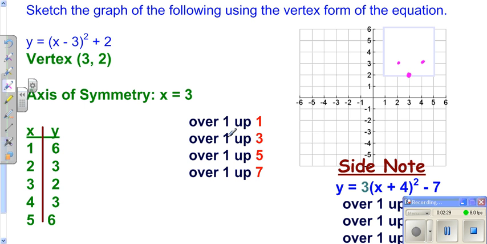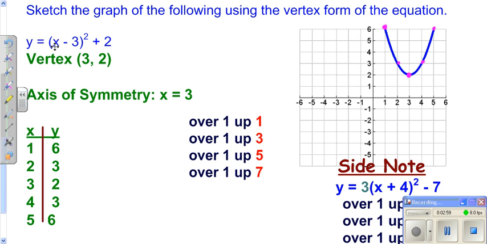Then from those points, you want to go over 1, up 3. So over 1, up 3. Or from this point to the left 1, up 3. And then you could get another point by going over 1, up 5. Over 1, up 5, which ends up being off the screen. Now, you can always use this pattern right here for graphing quadratics. It works all the time.